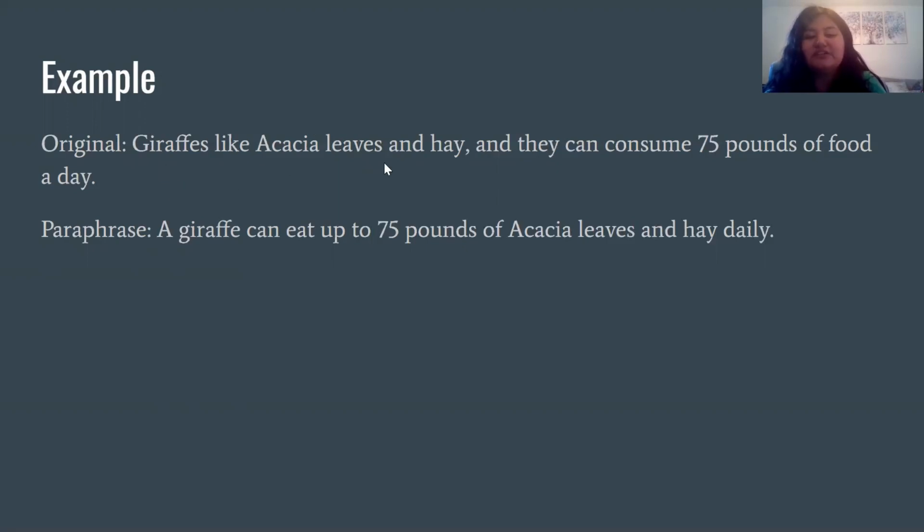So giraffes like acacia leaves and hay, and they can eat about 75 pounds of food a day. So instead of saying what they like and then they can consume, they say a giraffe can eat up to 75 pounds of acacia leaves and hay. And that makes perfect sense. So I hope that makes a little more sense, in that you see how they're switching it up, but it's still essentially the same and almost about the same length.